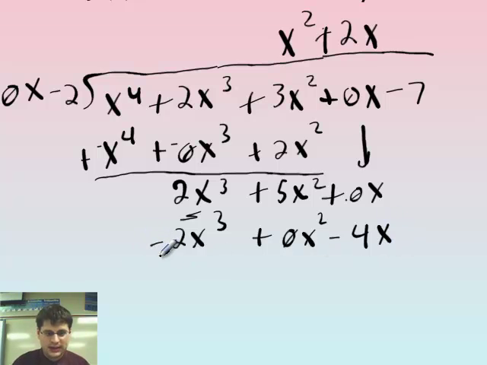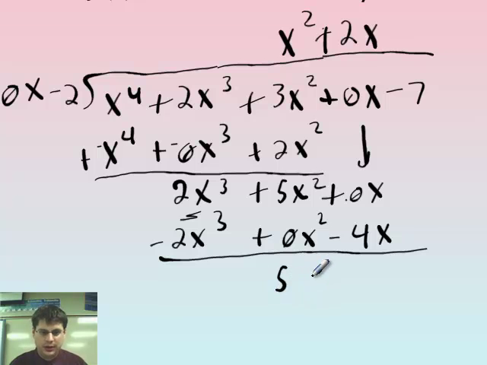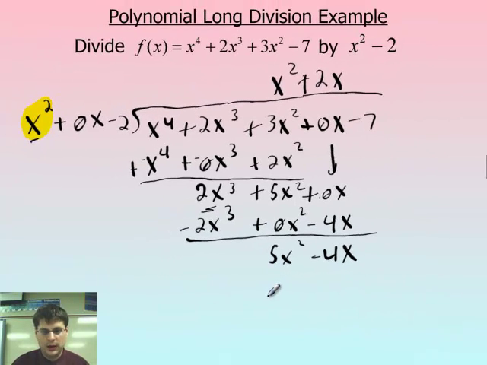And now we subtract these. So the first terms cancel out. We add the 5x squared with the 0x squared, and that's just going to give us 5x squared, and then minus 4x. If we do it correctly, these first terms should always cancel. And then we're going to drop down our next term, which is minus 7. And then we ask ourselves, what do I multiply with x squared to give me 5x squared? And sure enough, it's going to be 5.